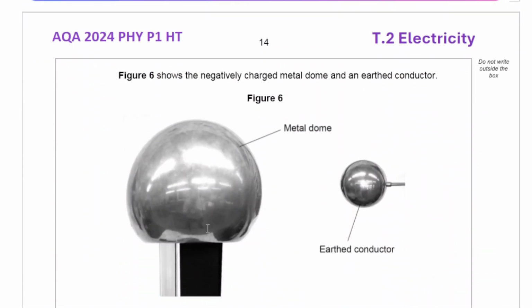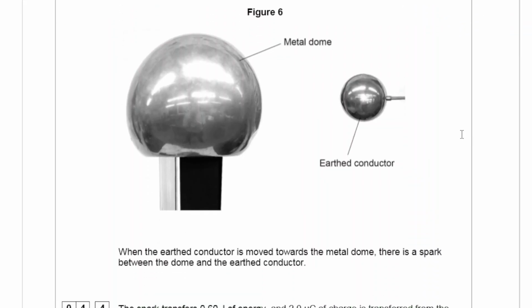Figure 5 shows the negatively charged metal dome and an earth conductor. So this earth conductor is just connected to a wire, which is connected to the earth. When the earth conductor is moved towards the metal dome, there is a spark between the dome and the earth conductor. That's mainly because electrons are transferred from the metal dome to the earth conductor.